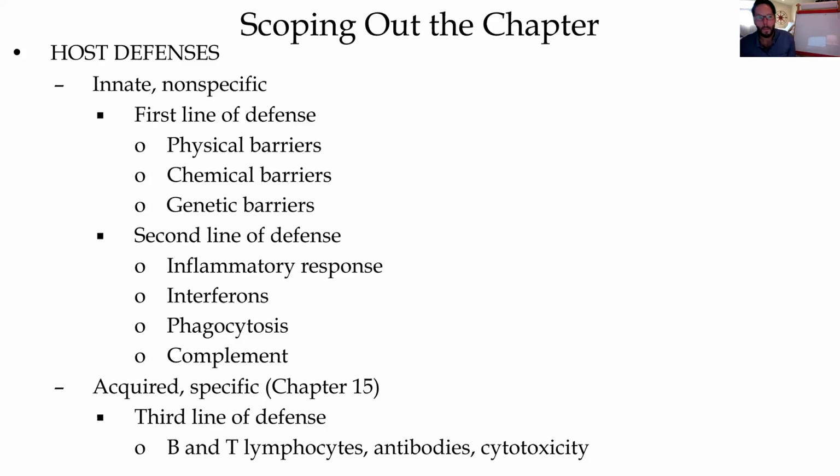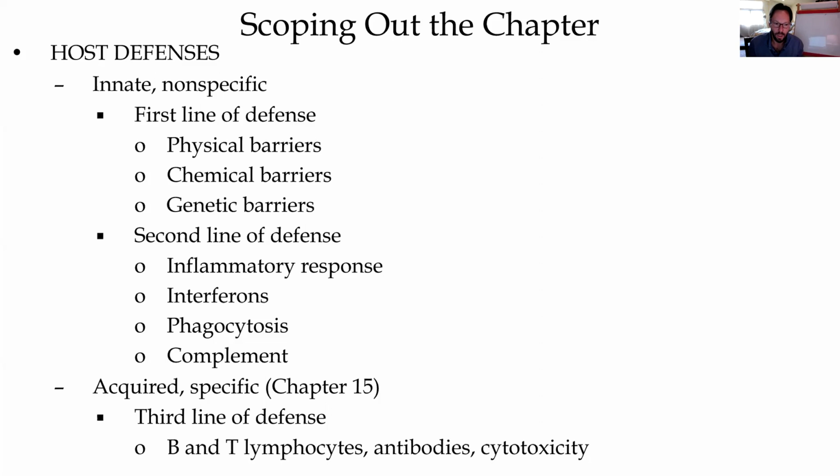And then beyond the first line of defense, you have your second line of defense. And this is going to be the inflammatory response or inflammation. It's going to be interferons, which again are not cells, but chemicals that are released to target microbes. Phagocytosis is a type of cell that then engulfs the microbes and destroys them. And then complement is, again, these proteins.